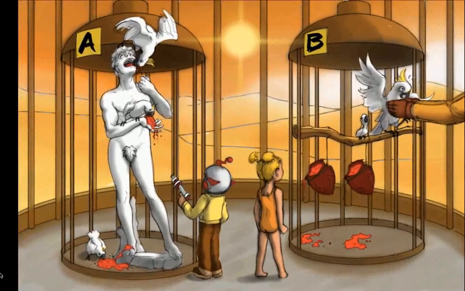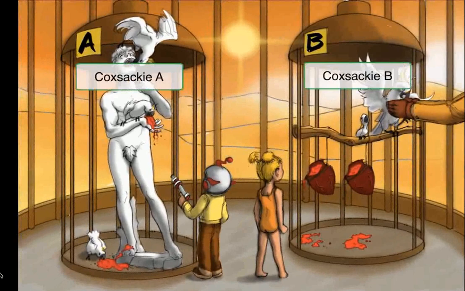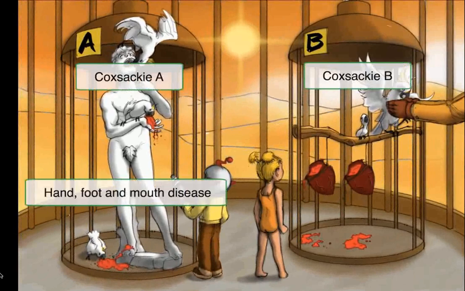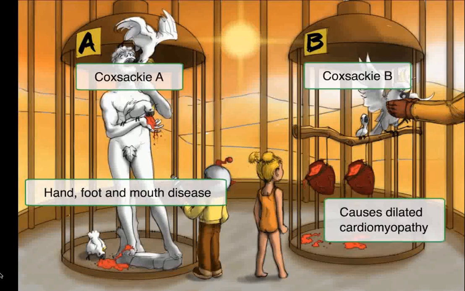So to recap, we have two bird cages, A and B, for Coxsackie A and B. Cage A on the left, illustrating hand, foot, and mouth disease, and cage B on the right, illustrating dilated cardiomyopathy and devil's grip. Don't worry about the treatment, it's just supportive, so you'll be expected to know more about the general characteristics and clinical presentation. So that's all for Coxsackie virus. Let's continue on to the rest of our picornaviruses.